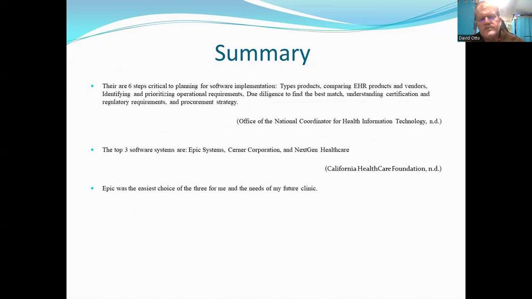And the top three softwares in summation: Epic Systems, which is what I would choose; Cerner Corporation, which is what I learned for a few days at Baptist; and NextGen Healthcare, which I've never seen before, but I thought to be very interesting because it was a niche software for ambulatory clinics. This last line has no reference because it is my personal choice, and that is in summary of my data, my personal experience is that Epic was the easiest choice of the three for me and the needs of my future clinic.